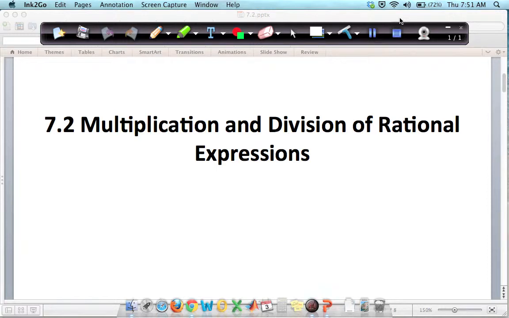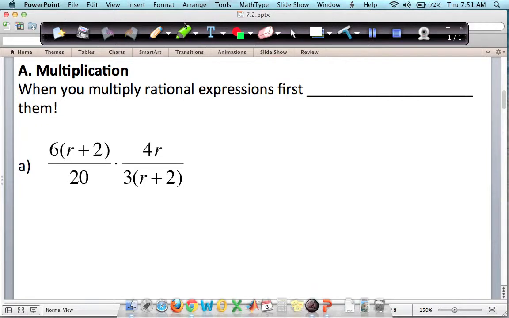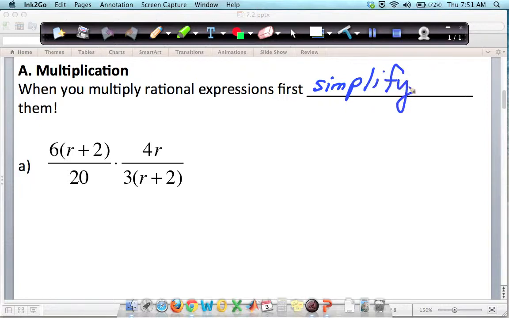Okay, we're going to look at 7.2, multiplication and division of rational expressions. And so let's start first with multiplication. When you multiply rational expressions, you actually want to do what you did in 7.1 first, which is first simplify them. And by that I mean if you can factor, and then cancel any like factors before actually multiplying.